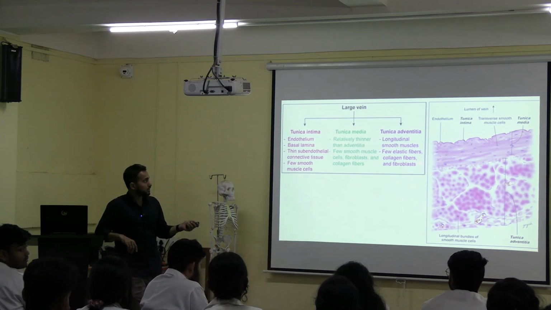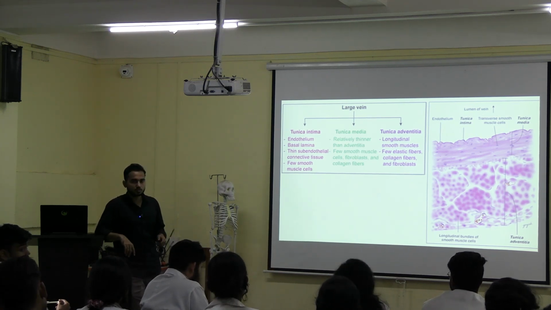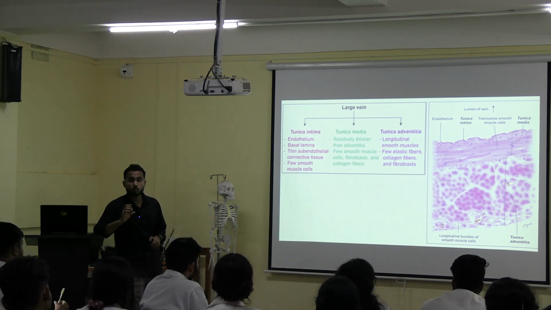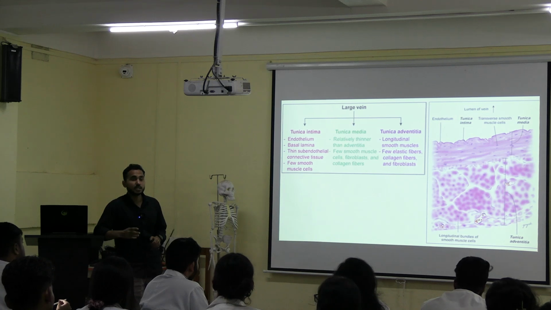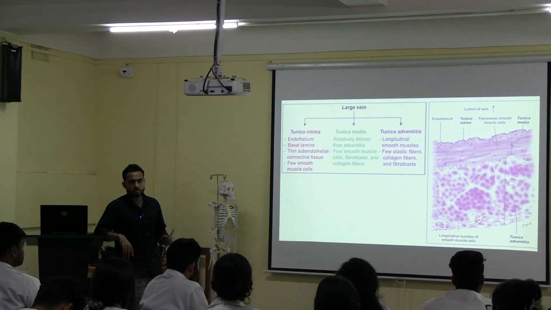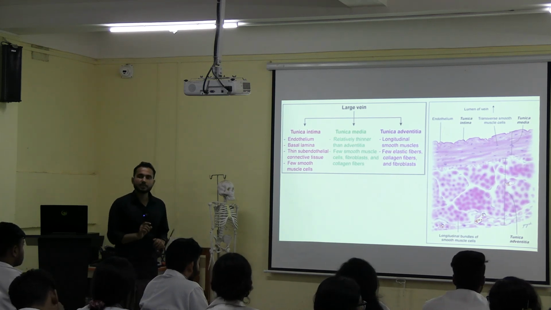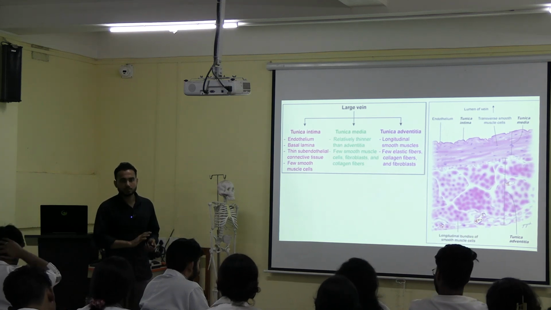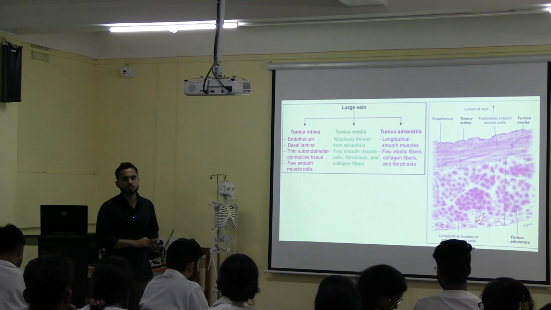Here, longitudinal smooth muscles are there. Amount of smooth muscles are more in veins, especially in case of the tunica adventitia, and along with that you are getting these particular elastic fibers and collagen fibers. Okay, and please keep that in mind, where these elastic fibers and collagen fibers are present, fibroblasts will be there, because those are the cells which are producing those fibers.